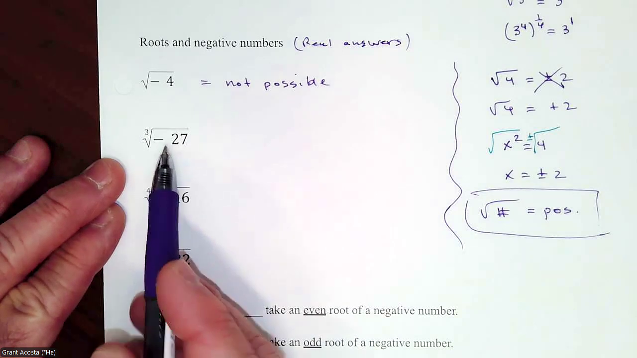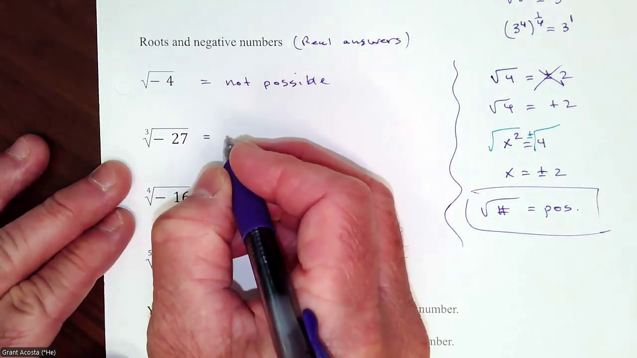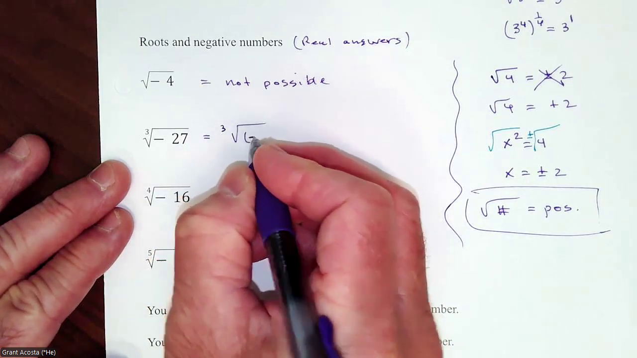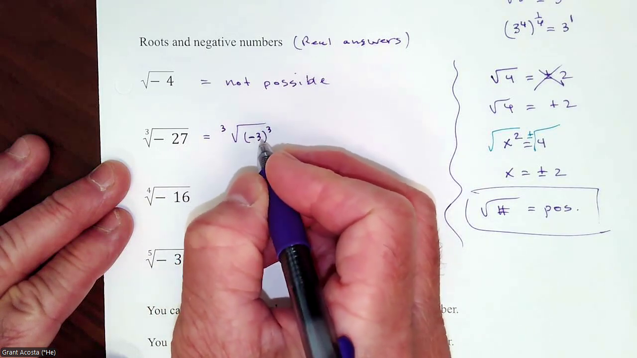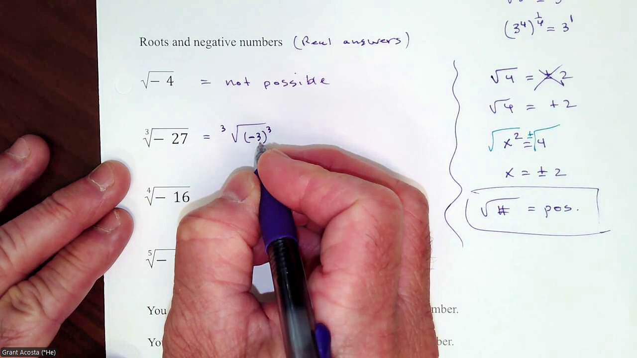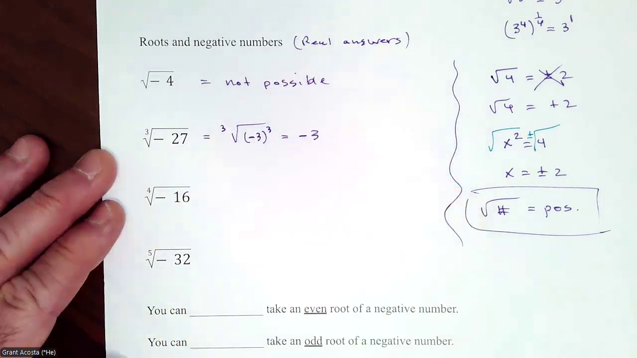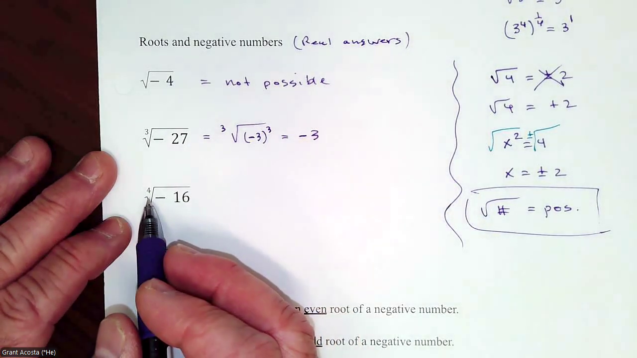The cube root of negative 27 is, if I think of a number times itself 3 times, that gives me negative 27. Negative 3 works, right? Negative 3 times negative 3 is 9, times another negative 3 is negative 27. And if you take the cube root of something cubed, you're just going to get that number. So that works.